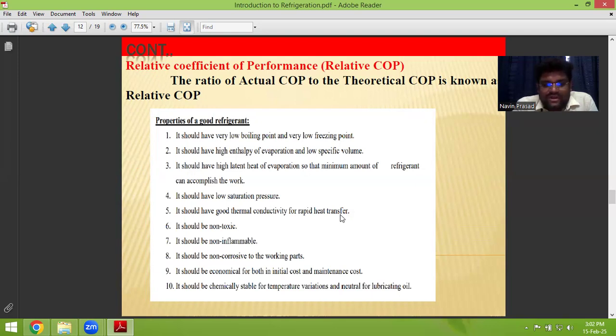As a good refrigerant, it should have a very low boiling point and low freezing point, and it should have a high enthalpy of evaporation and low specific volume. Next, it should have a high latent heat of evaporation so that the minimum amount of refrigerant can accomplish the work. And it should have a low saturation pressure, good thermal conductivity, and most important, it should be non-toxic, non-inflammable, non-corrosive, and economical for both initial cost and maintenance cost. It should be chemically stable for temperature variations and neutral to the lubricating oil.